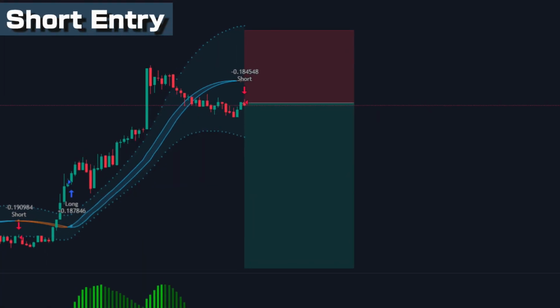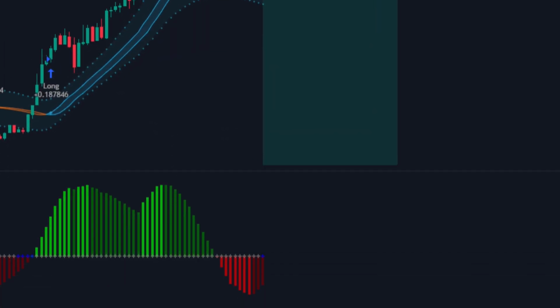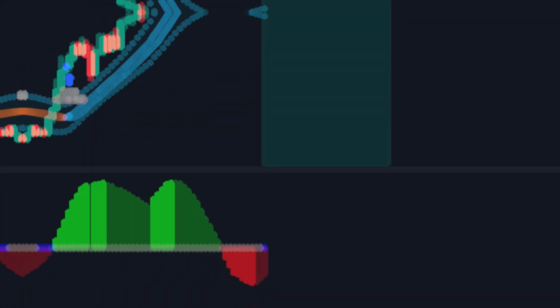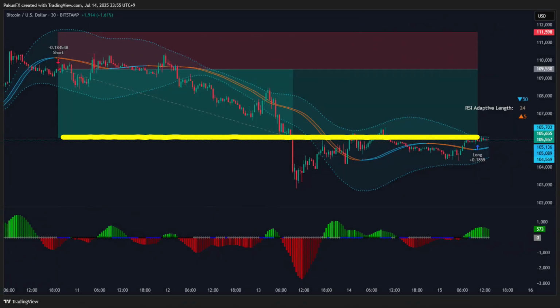The short entry strategy follows the same logic. 1. The T3 line has turned downward. 2. Momentum is falling. 3. The squeeze has just been released. When these 3 conditions are met, it's time to enter a short position. Stop loss and take profit. If the long entry conditions appear, you reverse the trade and switch to a buy.